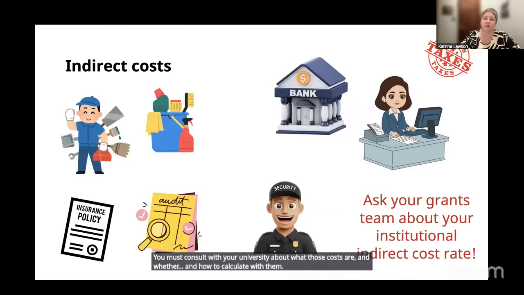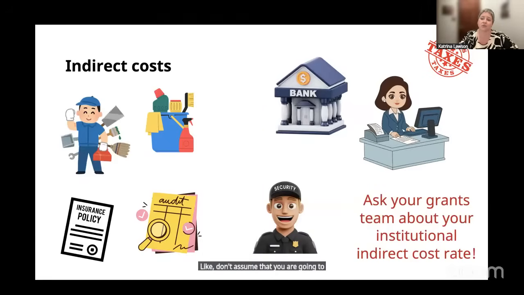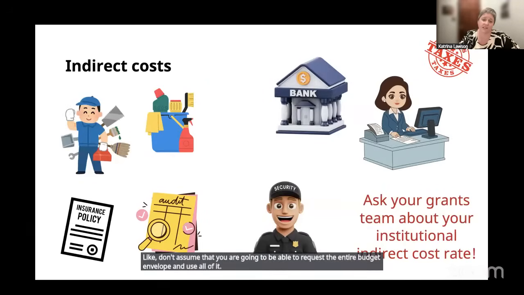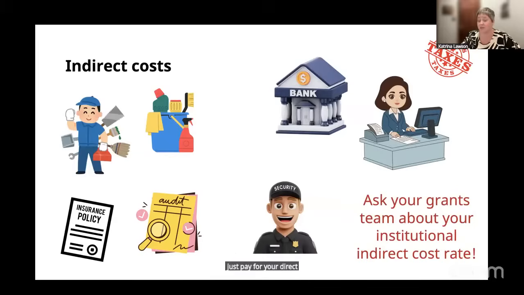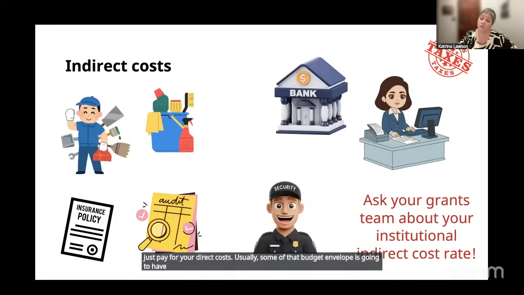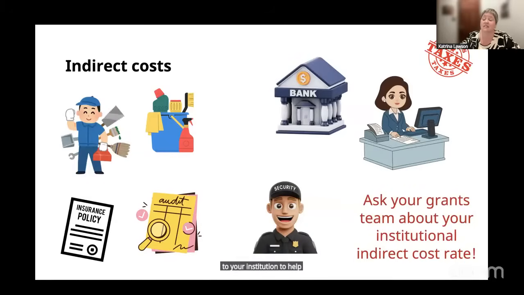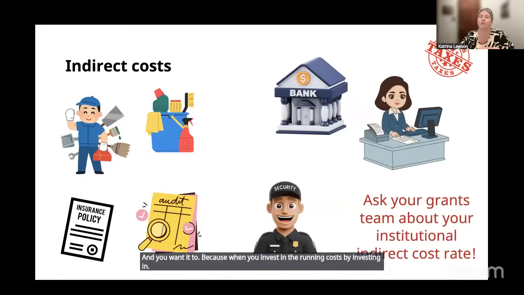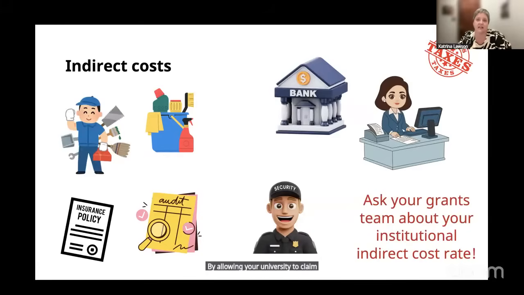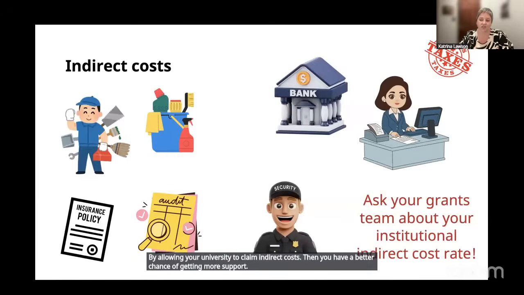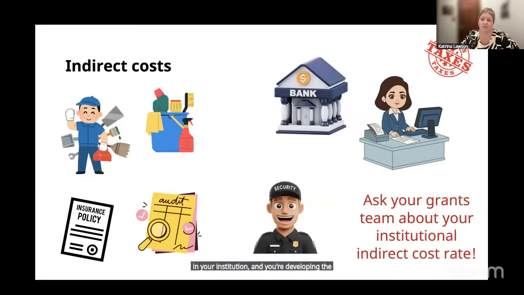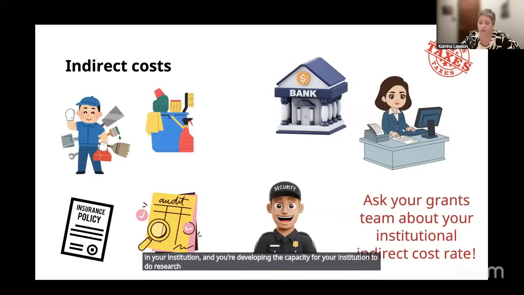Like, don't assume that you are going to be able to request the entire budget envelope and use all of it to pay for your direct costs. Usually some of that budget envelope is going to have to go to your institution to help pay their running costs, and you want it to. Because when you invest in the running costs by allowing your university to claim indirect costs, then you have a better chance of getting more support in your institution, and you're developing the capacity for your institution to do research and to support you in the future.